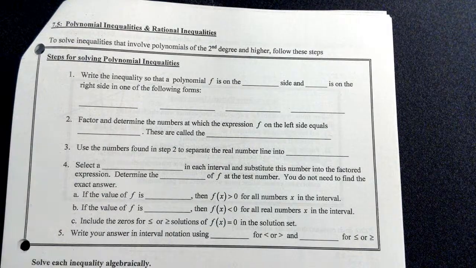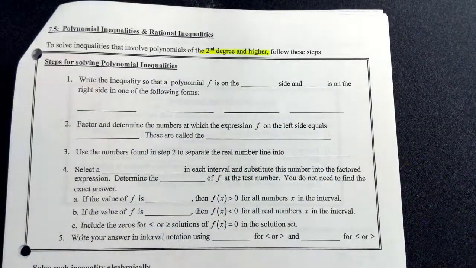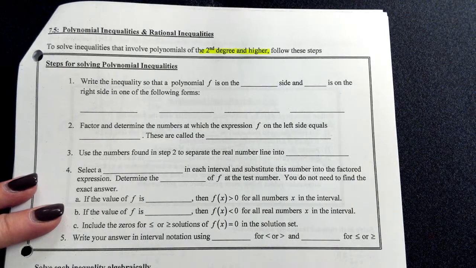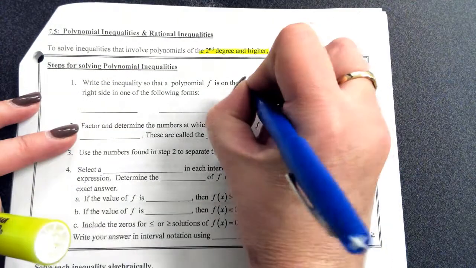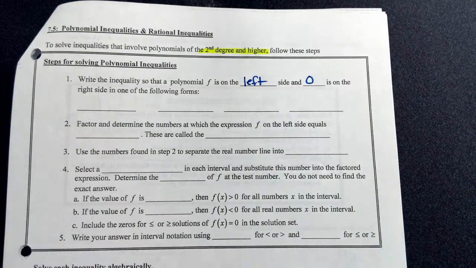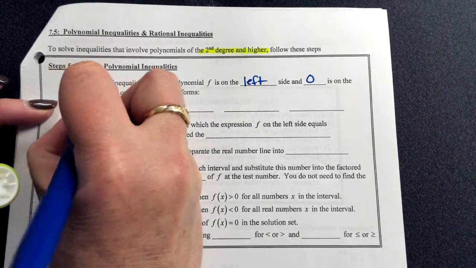an inequality that is the second degree or higher. So in other words, you're no longer dealing with just to the first power. So the way you're going to solve these is you're going to write the inequality so that your polynomial is on the left and 0 is on the right. So the setup is very similar to an equation, but you want to make sure that 0 is on the right-hand side. So in other words, you want the inequality in this form.